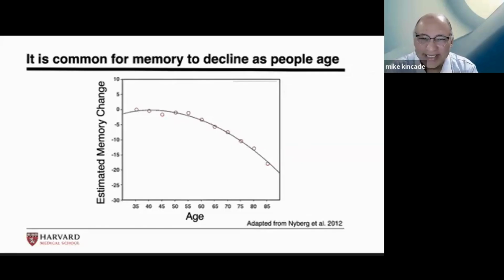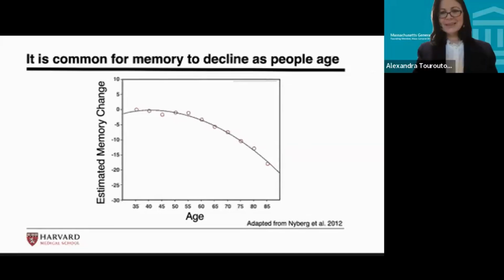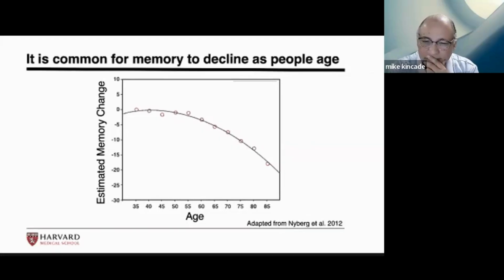That's one of the questions that was in the chat, which I was going to get to: is it common for memory to decline as people age? We'll see that it's common, but not inevitable.